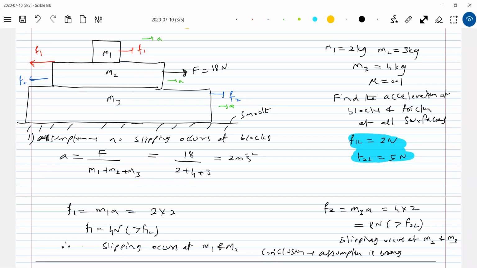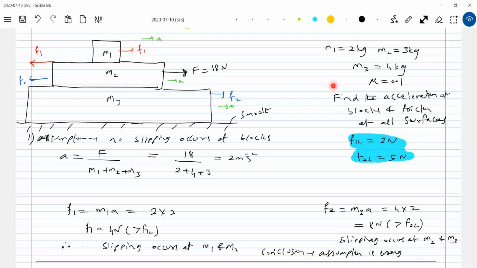So what are the possibilities here? First assumption, no slipping at all surfaces, no slipping between the blocks. Second assumption, slipping occurs at all surfaces. Third assumption, slipping at 1, 2 and no slipping at 2, 3. Fourth assumption, slipping at 2, 3 but no slipping at 1, 2. So 4 assumptions are there. You can verify all 4, and at least one will be correct. How do I check which is right or wrong? You are going to take help of friction. All of you got the method?